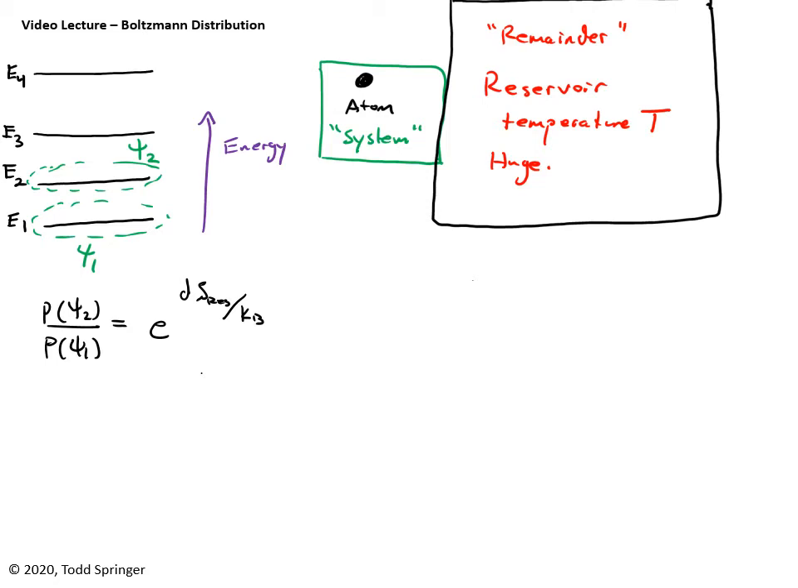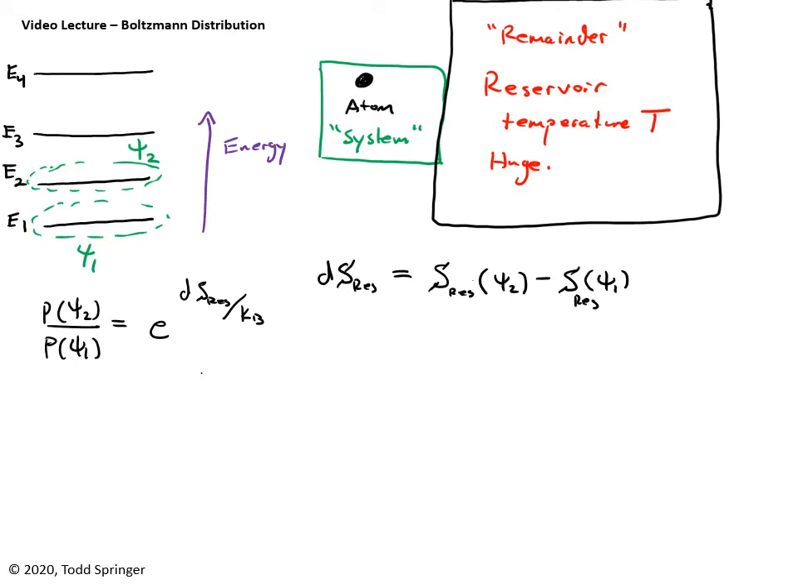Okay, so we've worked out this much so far: the ratio of the probabilities that the atom is in state psi2 divided by the probability that it's in state psi1 is e to the dS of the reservoir divided by kB. And just to remind you, what is dS for the reservoir? What I mean by that is the entropy of the reservoir when the atom is in state psi2 minus the entropy of the reservoir when the atom is in state psi1.